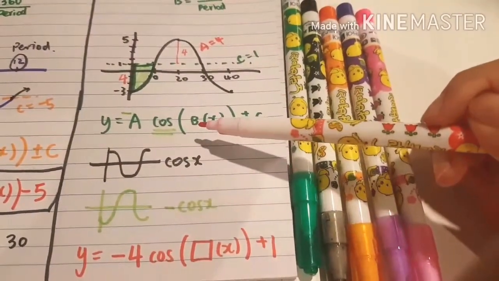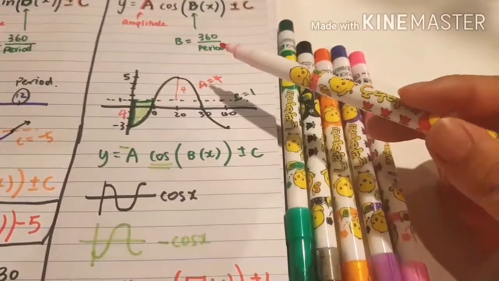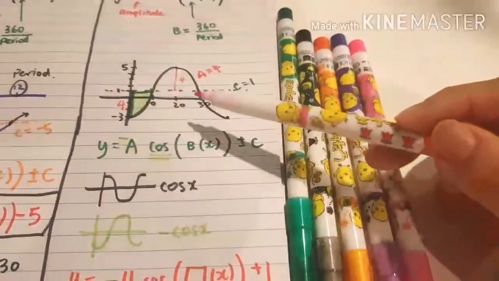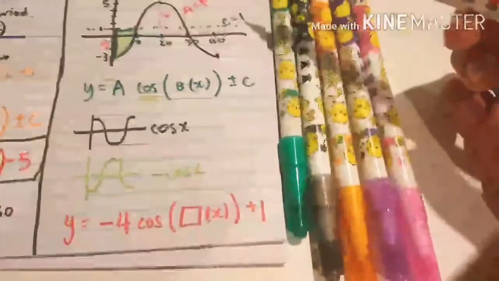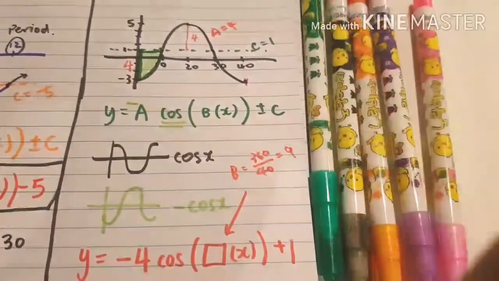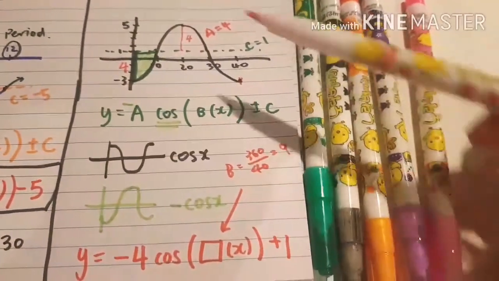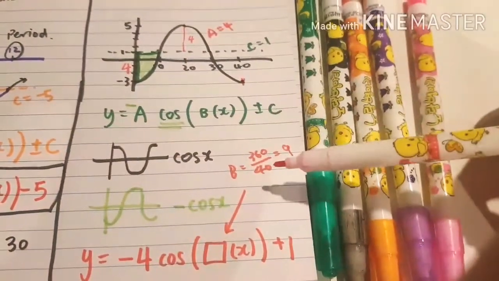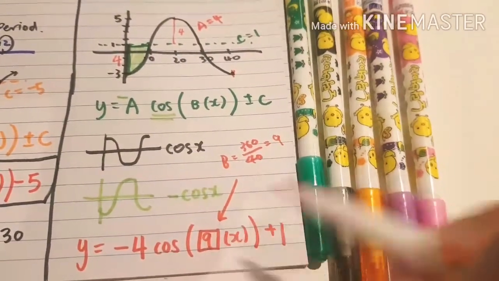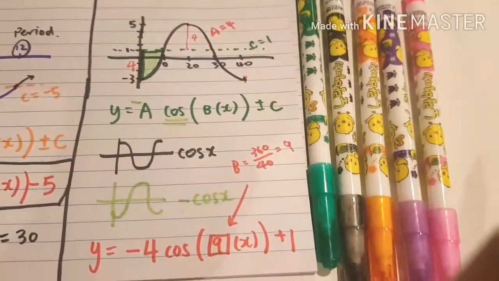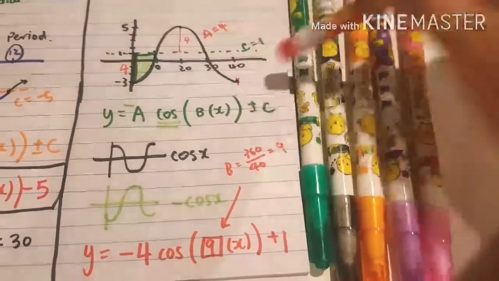So B is again 360 over the period. What is my full period? One full circle ends at 40, right? So my period is 40. So there you go, 360 divided by my one period, 40, is 9. So my B value should be 9, and that's going to be my final equation of this curve.